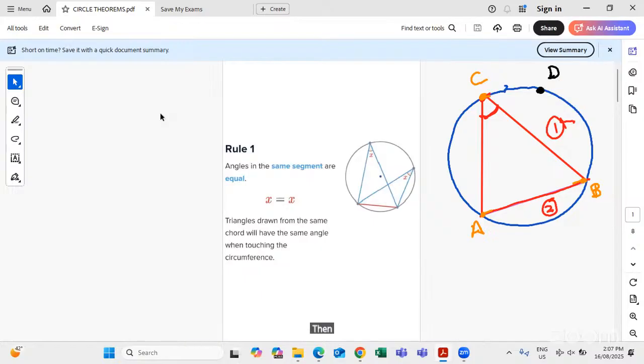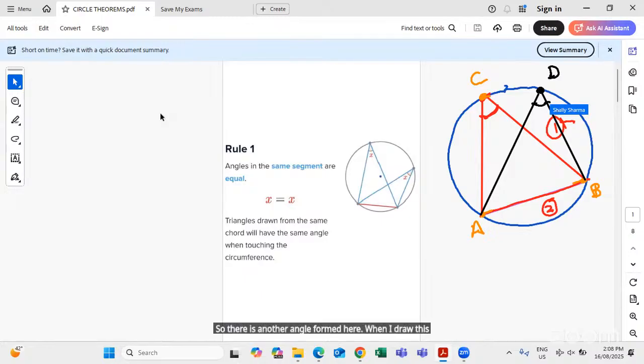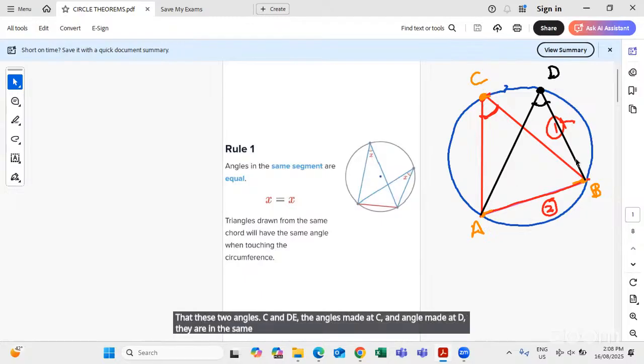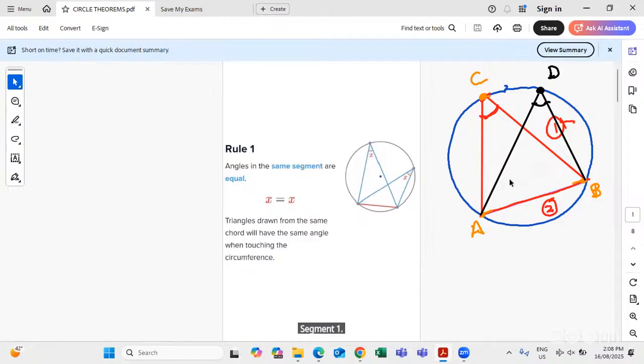Then, with the same chord, I join the endpoints of that chord with this point. So one is this one and another is this. So there is another angle formed here. When I draw this angle, these two angles, C and D, the angles made at C and at D, are in the same segment, segment 1. And they are made by the same chord AB. This is very important: the chord is AB and this chord is making two angles in the same segment.